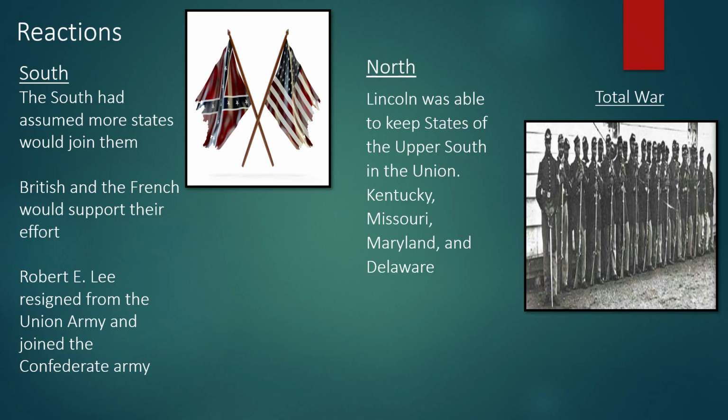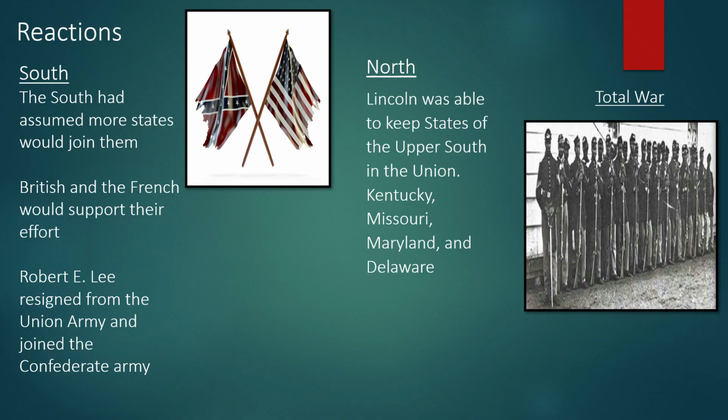Okay, so reactions. So you have the South. They assumed that more states would join them, and they were going to gain assistance financially from the British and the French. So the South really feels like they're going to secure an early victory. They really feel like they are justified in what they believe, that their state rights have been violated, and they should be able to have slavery for their economy.